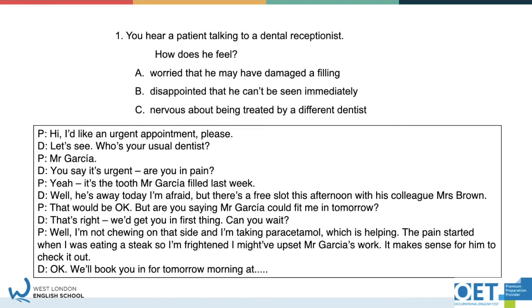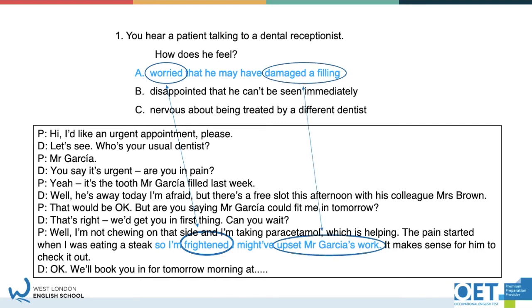And we can see down at the bottom this highlighted line, so I'm frightened I might have upset Mr. Garcia's work. Now, we know that worried and frightened could mean a similar thing. And also here we've got damaged a filling, and this could be upset Mr. Garcia's work. Now, Mr. Garcia is the dentist, and his work could be the filling that Mr. Garcia has done. So this is our answer because of this line here.